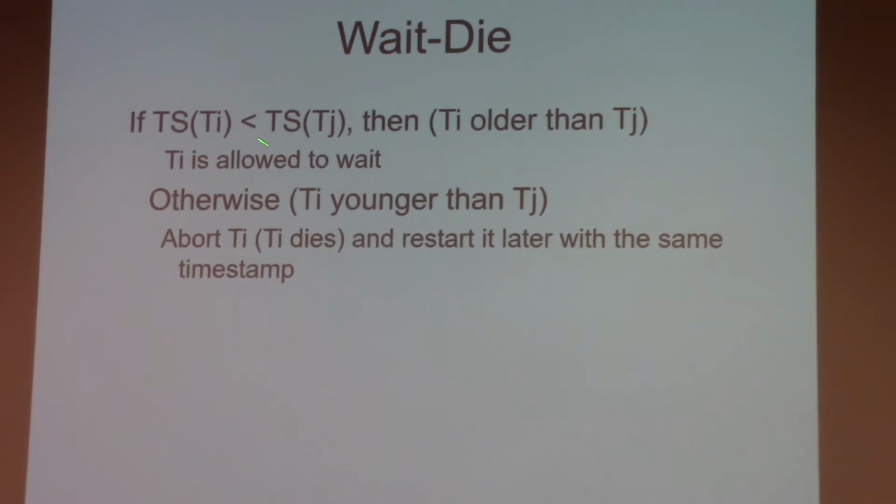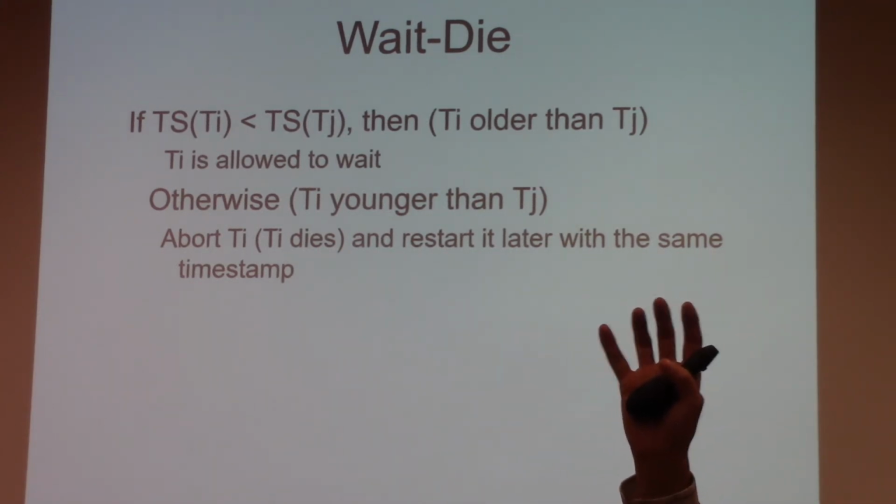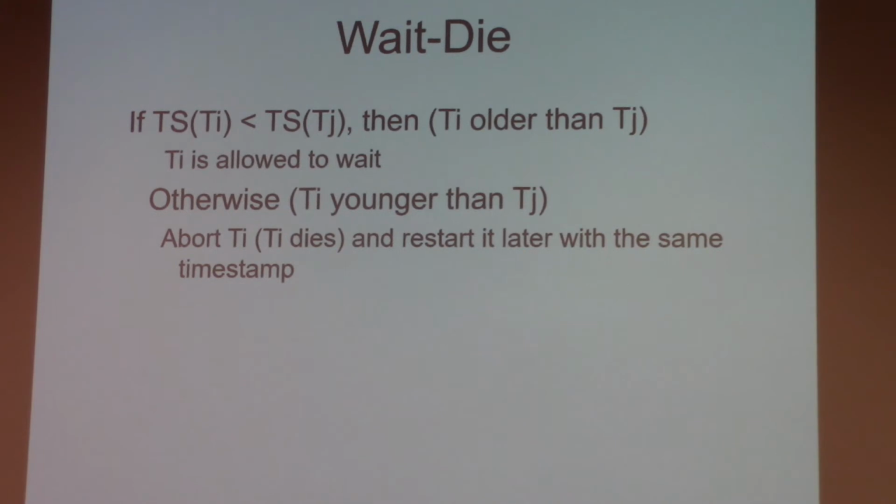So in case two transactions race for the same data item, the left-hand side is the transaction that caused the race condition, the conflict situation. We learned about the conflict situation. Conflict means two transactions access the same data item, and at least one of them holds an exclusive lock. At that time, this one caused such a conflict situation, and we check the timestamp to see whether it is older or younger.